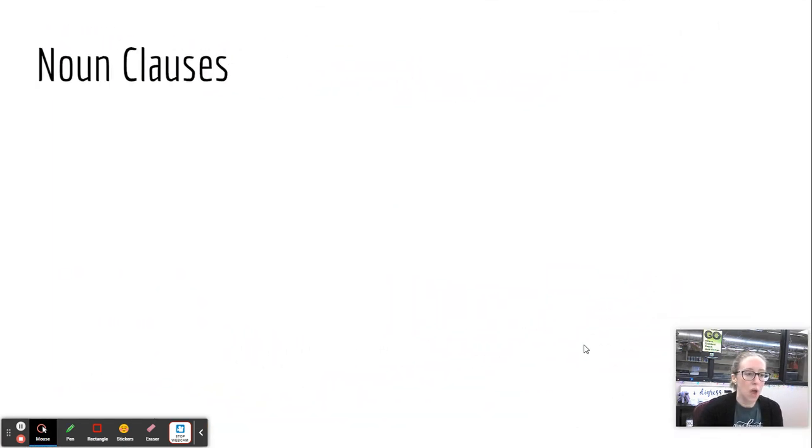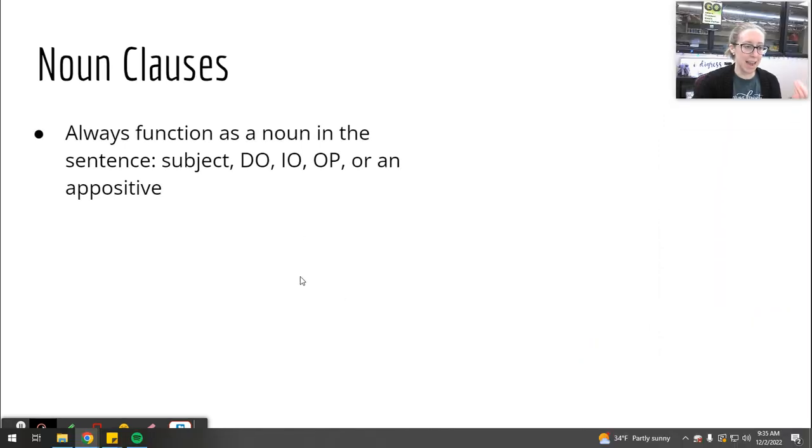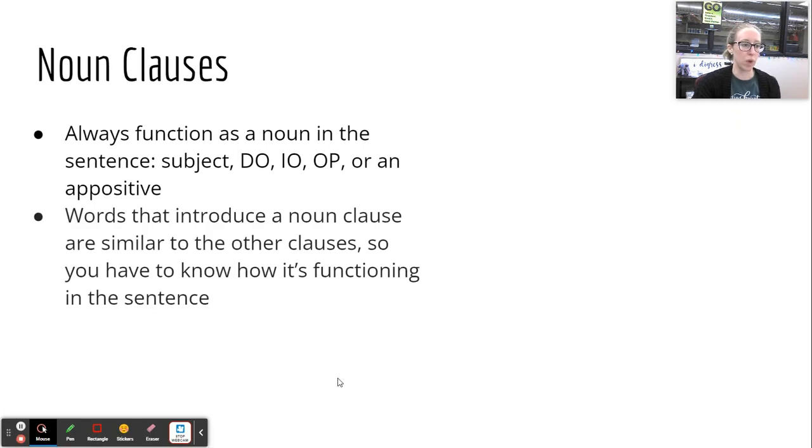Noun clauses. Okay, so noun clauses are always going to function as a noun would in a sentence. So there are only certain places that nouns can be within any given sentence. You can have a noun be the subject of a sentence, a direct object, an indirect object, an object of a preposition, or an appositive. So noun clauses can function in any of those ways.